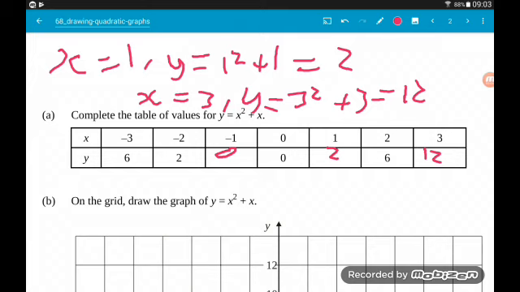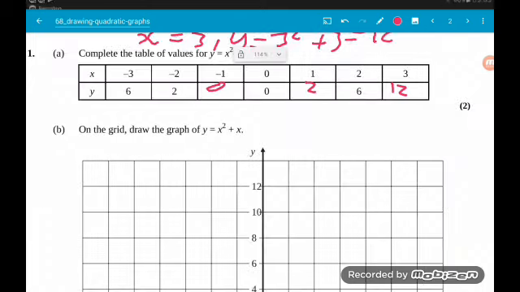Part B asks us to draw this quadratic on the grid below. What we have in our table are sets of pairs of coordinates. The very left one tells us when x is minus 3, y is 6. So we want to plot the point minus 3, 6. I'll do the first couple of these with you, and then I'll do the rest off camera and show you what we should end up with.